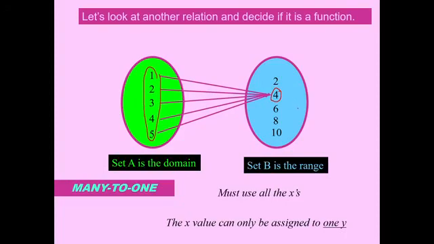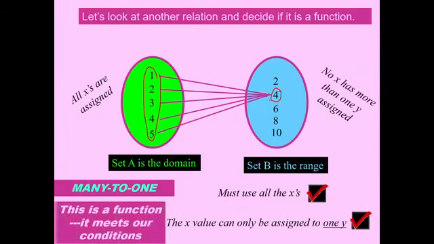Now, let's determine whether this is a function. Must use all the x's. Correct. We have used all the x's 1 to 5. The x value can only be assigned to one y. Look at number 1. It is assigned to only one y. Okay, number 4. 2 assigned only to number 4. 3 assigned to only number 1. 4 assigned to only one y. 5 assigned only to one y. Therefore, it meets the condition. That's a check. Therefore, a many-to-one relation is also a function.